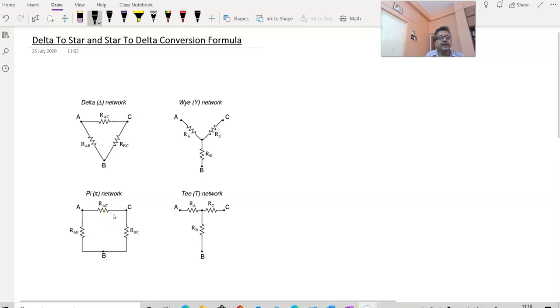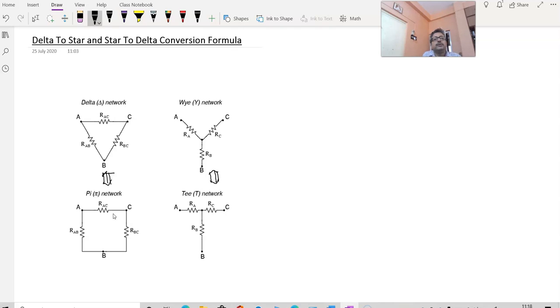So this delta network is equivalent to the pi network. This delta and pi, they look similar. This is equivalent to this. There is no difference between these two. If you look at the circuit given here, between A and C remains RAC, between A and B RAB. So pi network and delta network are congruent, I mean similar. In the same manner, the Y network and T network also look similar. There is no difference between these two circuits.